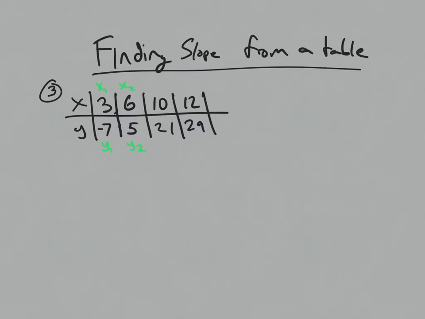So when I do this, I'll do m equals, I subtract y2 minus y1, 5 minus negative 7, over x2 minus x1, 6 minus 3. And I get 12 over 3, which is 4. So my slope there is 4.